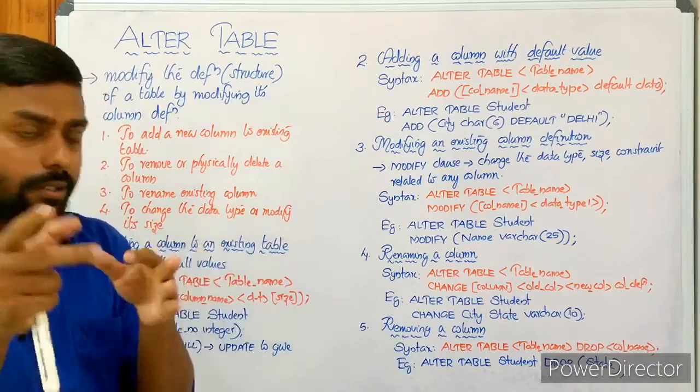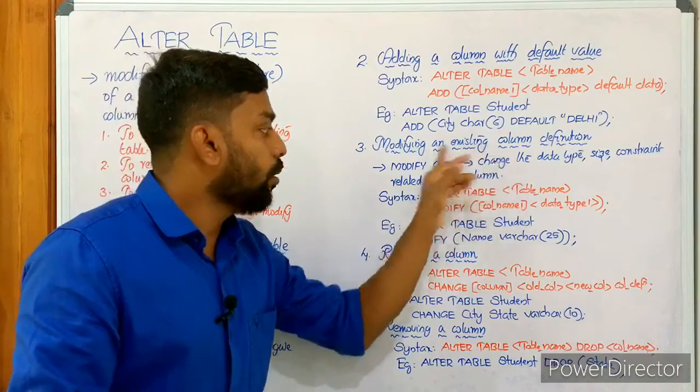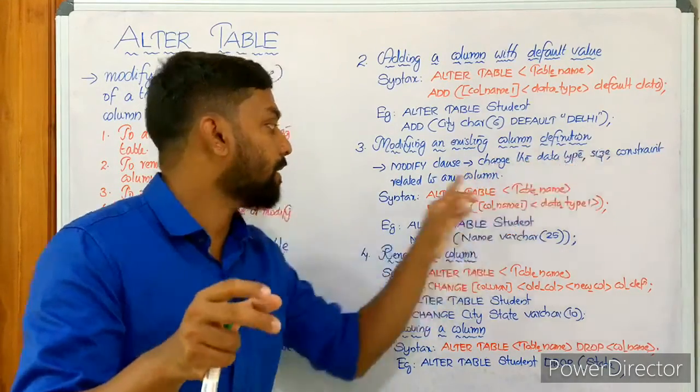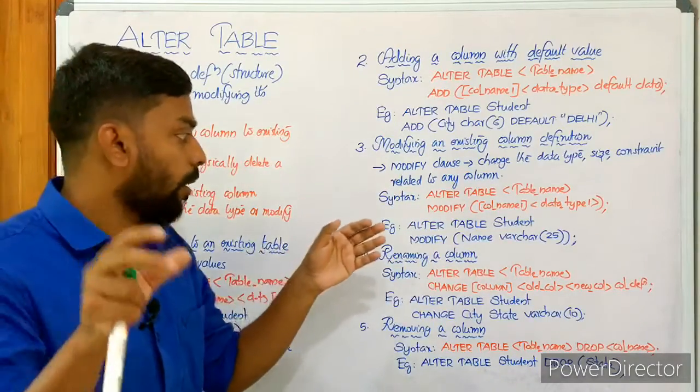Okay, these are some of the constraints, foreign key, of course. So using the modify clause we can change the data type, size, and constraints related to any column. We are dealing with a column.